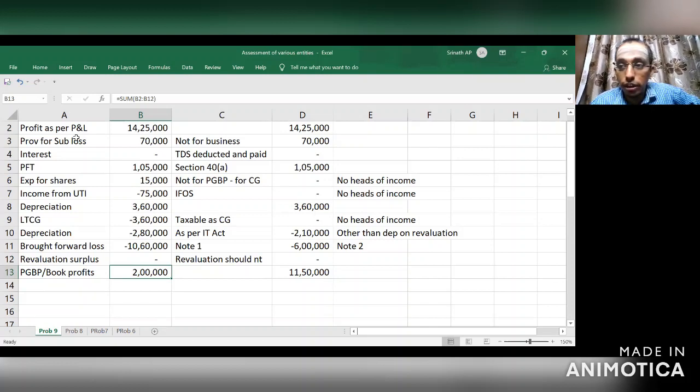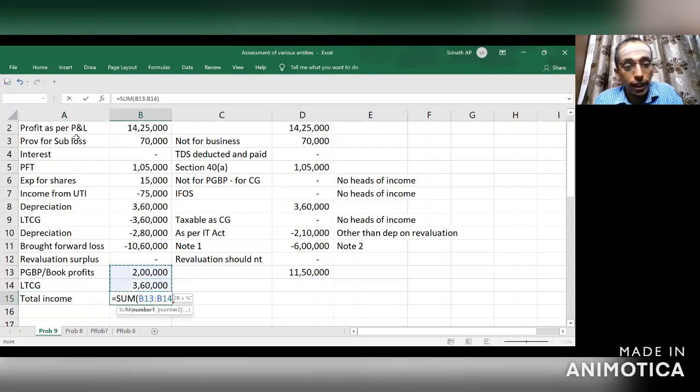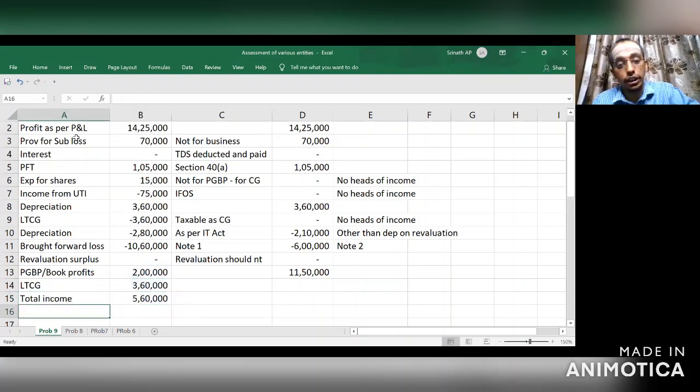Hope you are able to understand this until this point in time. Let me know if at all you are not. Then, after that, long-term capital gain 3,60,000. So you will have a total income, 2 lakh plus 3,60,000 will give you 5,60,000.